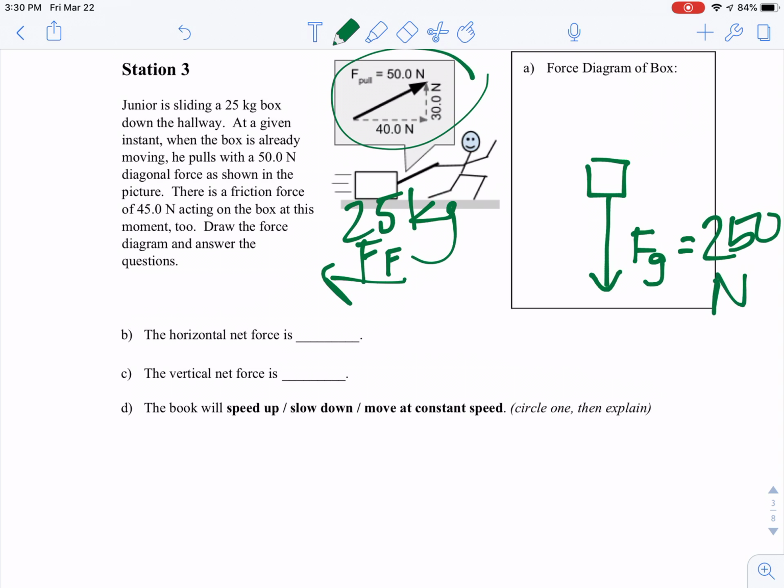All right, so for this one, I'm going to draw just the horizontal and vertical components. I'm not actually going to draw that 50 newtons. So this is F pull in the Y direction. That is 30. So I got that from here. And then we're going to have this 40, F pull in the X direction.